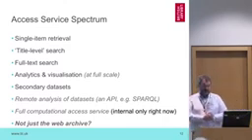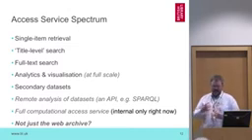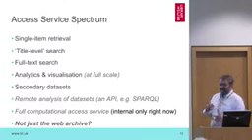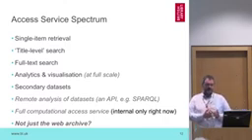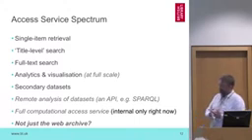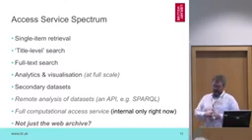This is our service spectrum, where we try and have a range of services which meet different user groups' needs as much as we reasonably can. So, as I said, the single item retrieval, you still need that to go and look at an item in its own, or a hit in our search index in its own context. We do the title level search, which we can make most openly available, and the full text search.